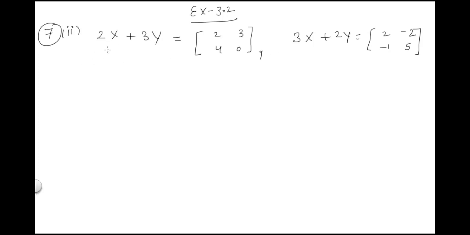So in elimination method, we will multiply this equation with 3. So if I multiply this with 3, I have 3 into 2, 6x plus 3 into 3, 9y equals, here also if we multiply the matrix by 3, each and every entry of the matrix will get multiplied with 3. So we have here 6, 9, 12 and 0. Right? Let it be your equation 1.